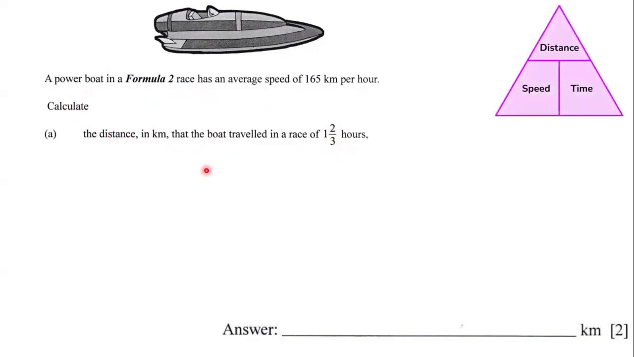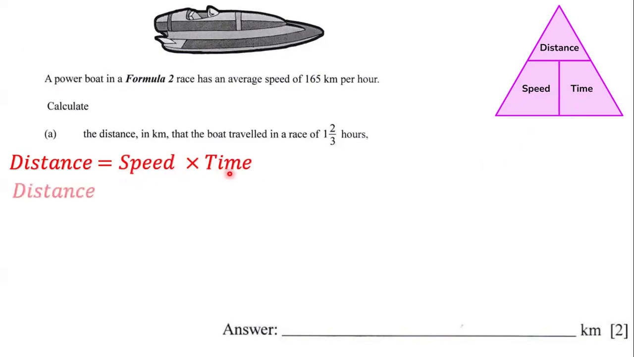Now, in order for us to determine the distance, we're going to use our distance, speed, time triangle. And based on this, we can find the distance if we multiply the speed and the time. And so that's the formula. The distance equals the speed multiplied by time.